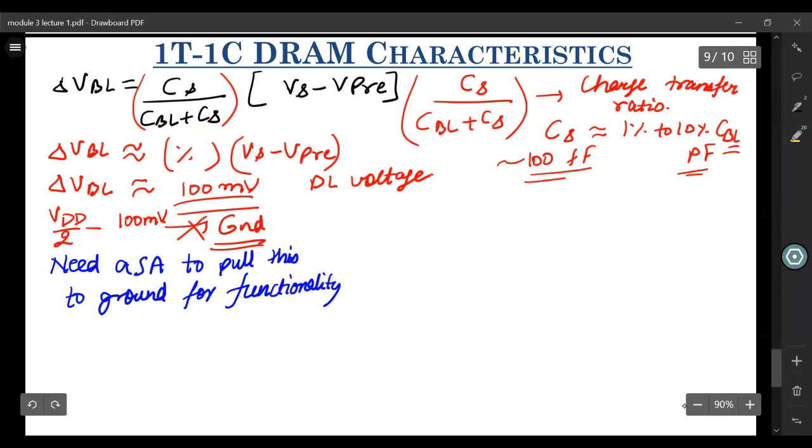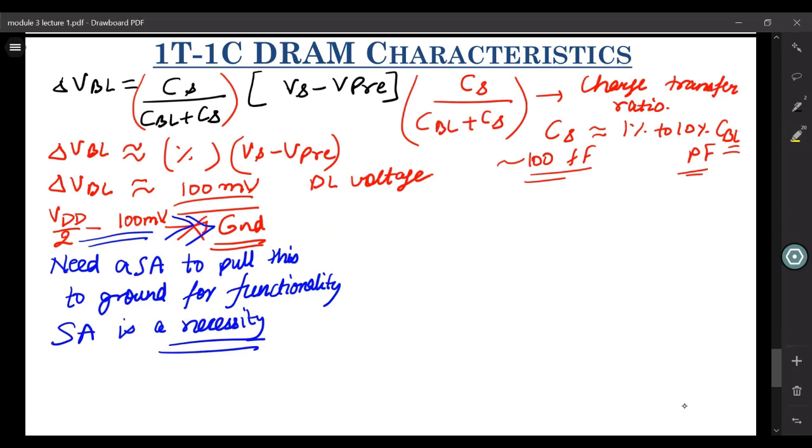Here you are not talking about speed. Here you are not accelerating it. It will settle at this value, which is much higher than ground. So if you don't have a sense amplifier, which amplifies this difference and pulls this to the ground terminal, you won't ever reach ground with this 1T1C DRAM. So here, sense amplifier is not a fashion, it's a necessity. This is something we should understand. Okay.